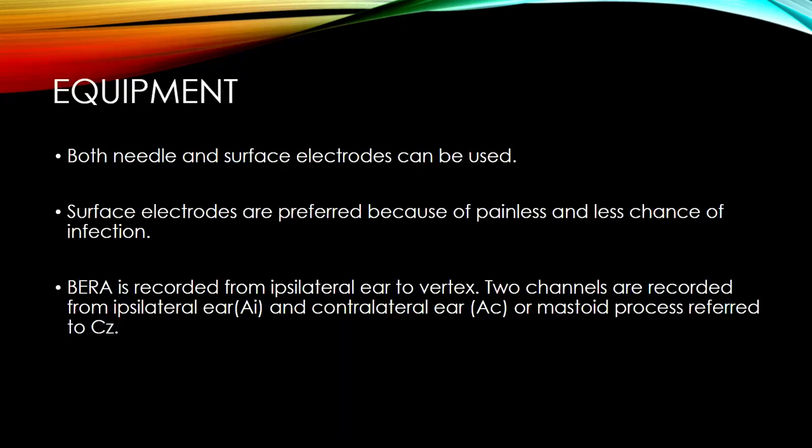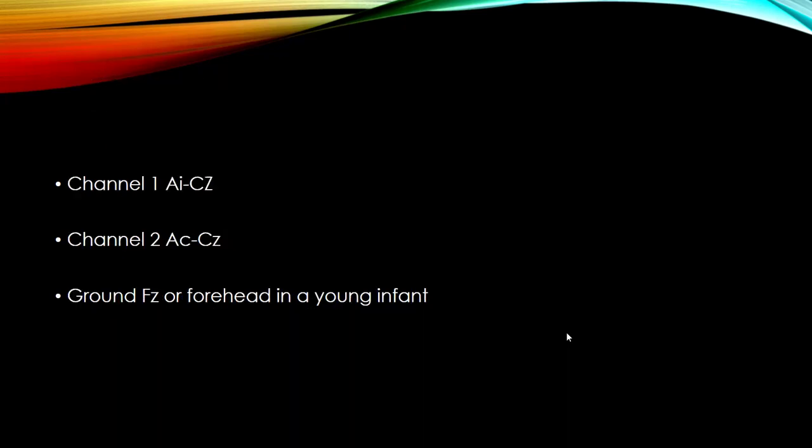So again, the equipment: needle and surface electrodes can be used, but surface electrodes are more commonly used because they are non-invasive. So BERA recording is done from the ipsilateral ear to the vertex. Two channels are recorded from the ipsilateral ear and the contralateral ear. Both are recorded simultaneously, and these are called AI for the ipsilateral ear and AC for the contralateral ear. And the reference electrode again is referred to as CZ.